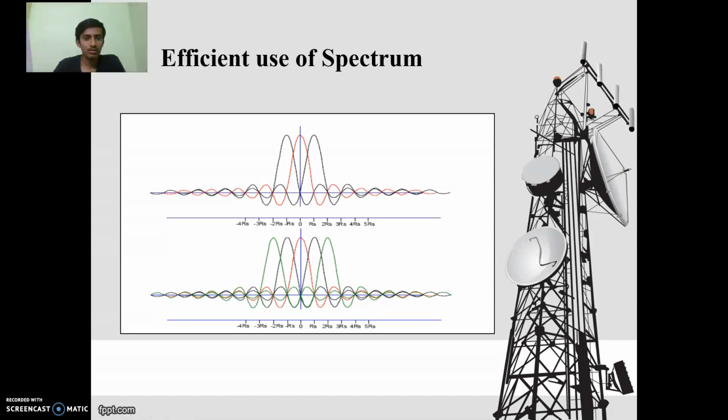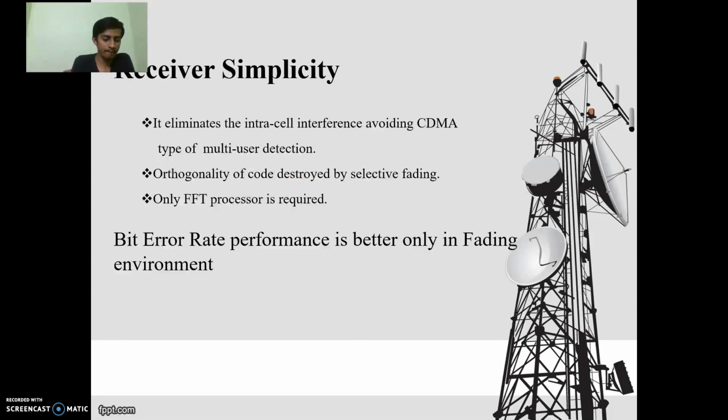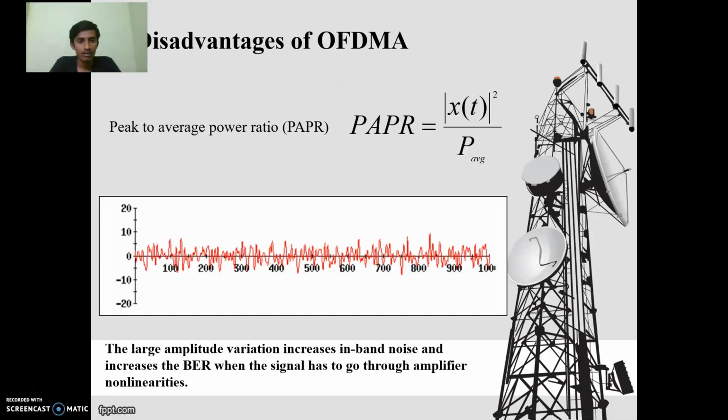This graph shows the efficient use of spectrum by using OFDM. Receiver simplicity means we can eliminate the intra-cell interference, avoiding CDMA type of multi-user detection. Orthogonality of code is destroyed by selective fading. Only an FFT processor is required. Bit error rate performance is better, especially in fading environments.